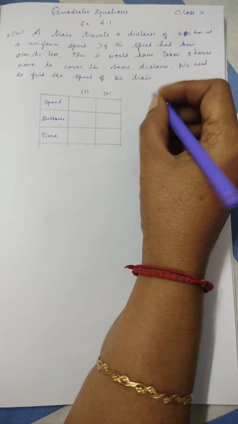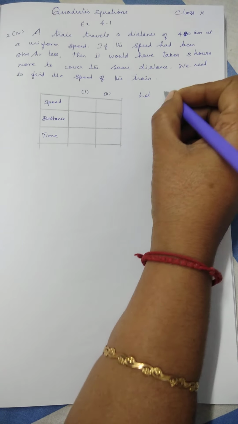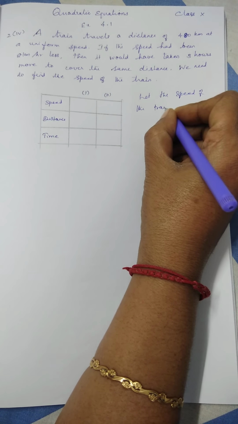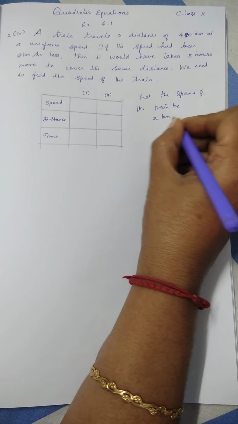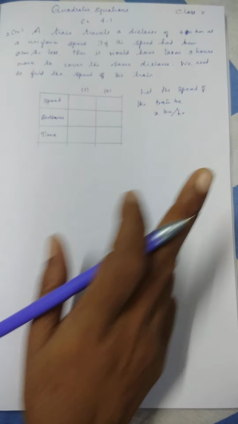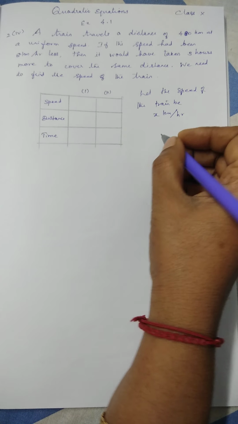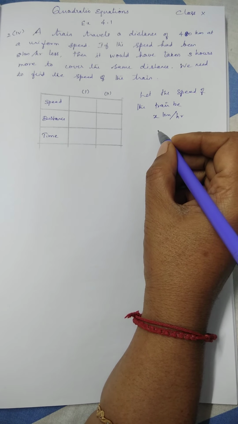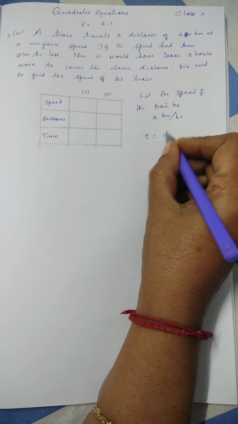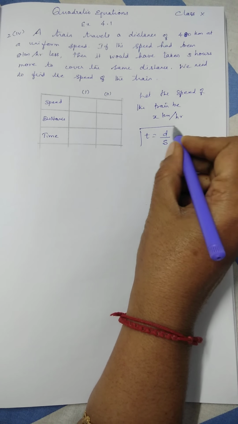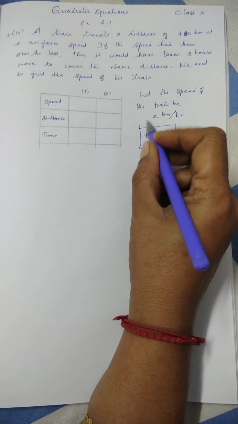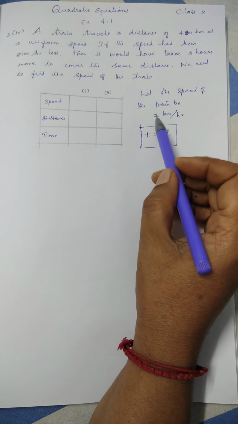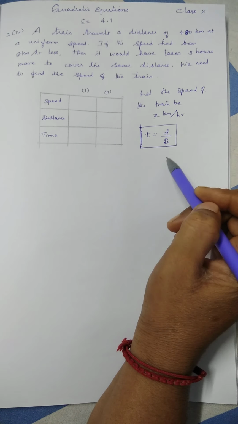Now let me take down the speed of the train. Let the speed of the train be x kilometer per hour. If you write down this, you will get half a mark. Please write this down. I'm going to use the formula speed is equal to distance by time taken, so time is equal to distance by speed. Since I want the speed of the train, I'm going to put that speed, x, in the denominator.